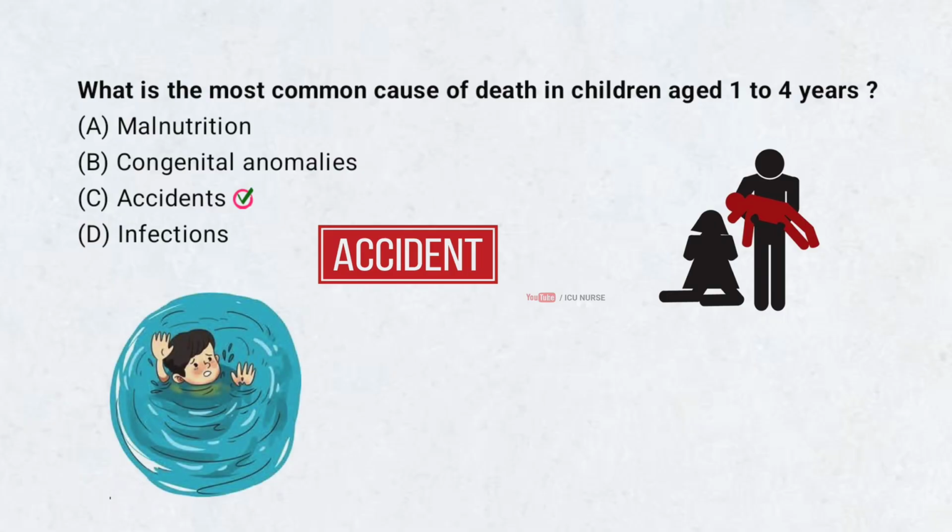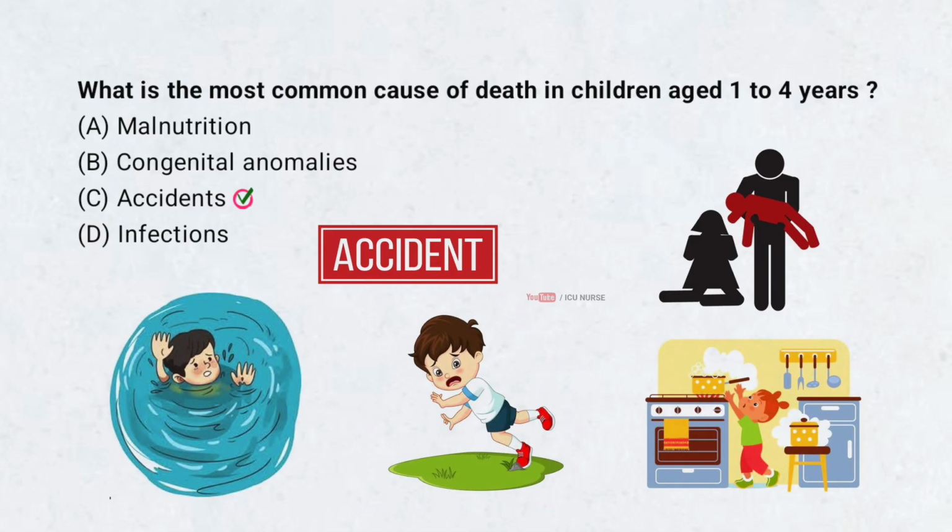These include drowning, falls, and burns. Children in this age group are curious and mobile but lack danger awareness. Supervision and safety measures can prevent many of these deaths. Education of caregivers is key.